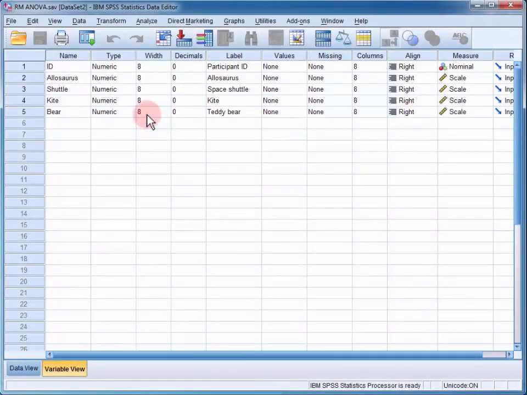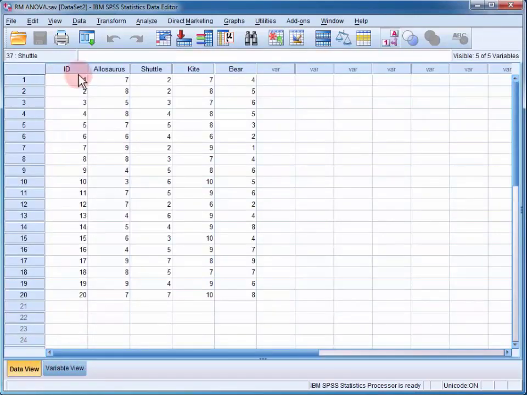In the data file, we have variables set up for the children's ratings of the Allosaurus, the Space Shuttle, the Kite, and the Teddy Bear. If we swap to the data view, I can see that the first child rated the Allosaurus 7 out of 10, the Space Shuttle 2 out of 10, the Kite 7 out of 10, and the Teddy Bear 4 out of 10.